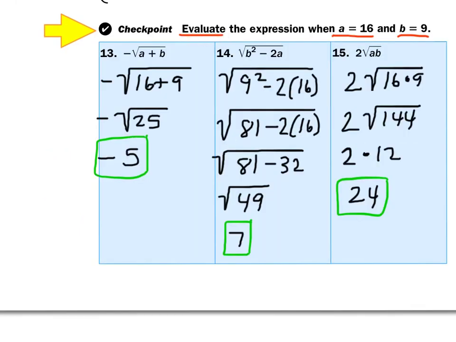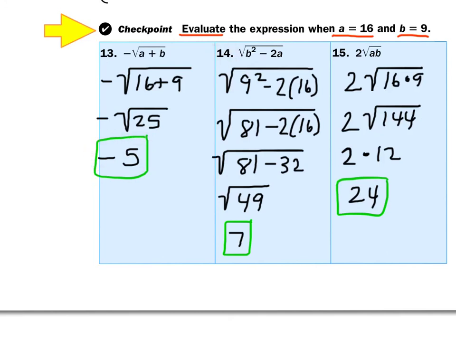Okay, so let's evaluate these expressions when a is 16 and b is 9. The first thing we do, notice that negative in front, keep the negative in front, is replace the a with a 16 and replace the b with a 9. And remember, the radical is a grouping symbol. You have to do what's under the radical first. So I'm adding 16 plus 9 to get 25. So this is the opposite of the square root of 25. We know that's 5, but bring down that negative. So our final answer is just -5.